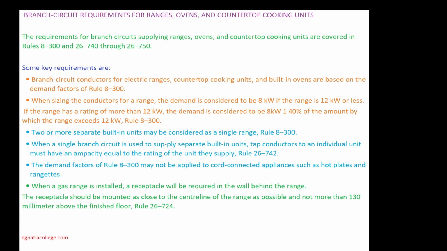When a single branch circuit is used to supply separate built-in units, tapped conductors to an individual unit must have an ampacity equal to the rating of the unit they supply, Rule 26-742. The demand factors of Rule 8-300 may not be applied to cord-connected appliances such as hot plates and rangettes. When a gas range is installed, a receptacle will be required in the wall behind the range. The receptacle should be mounted as close to the centerline of the range as possible and not more than 130 mm above the finished floor, Rule 26-724.